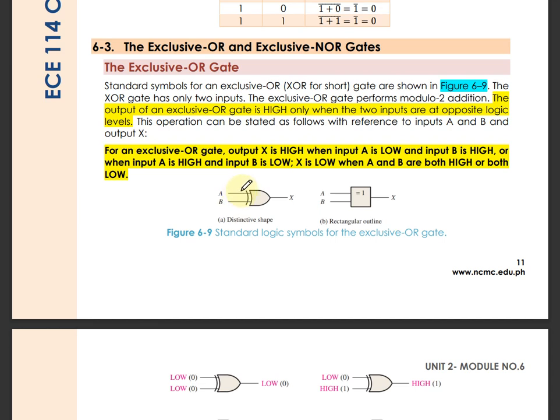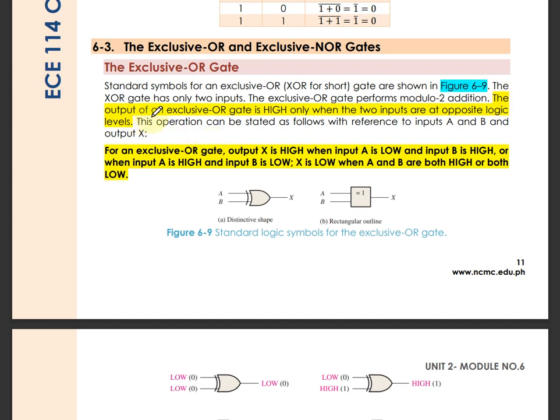So, the XOR gate has only two inputs, so na-limit lang siya into two inputs, unlike sa OR gate and AND gate, no, nga it can have two or more inputs. So the exclusive OR gate performs the modulo 2 addition. So I will discuss this later sa application aning XOR and XNOR.